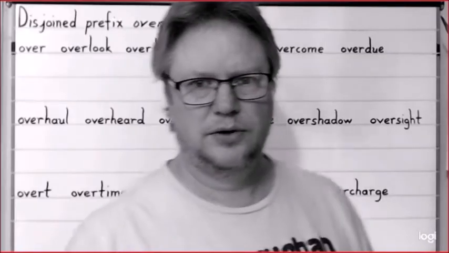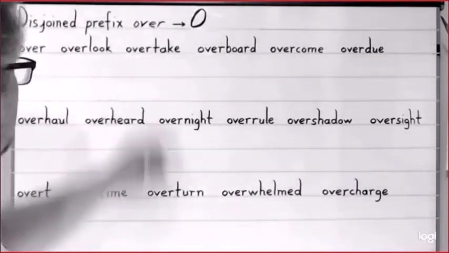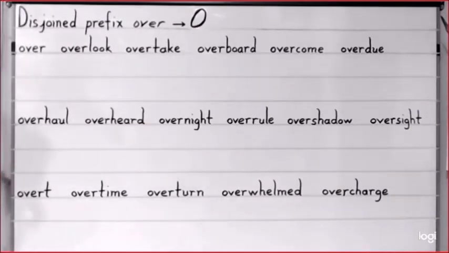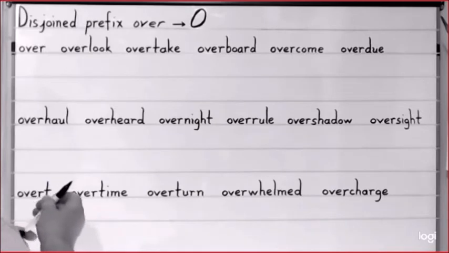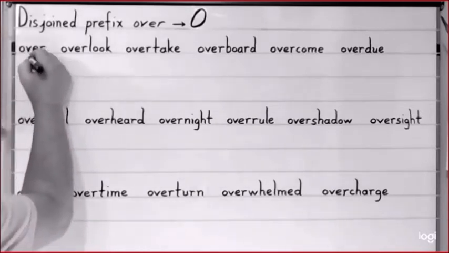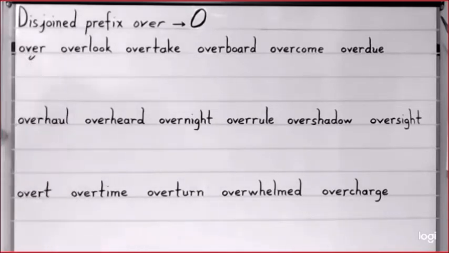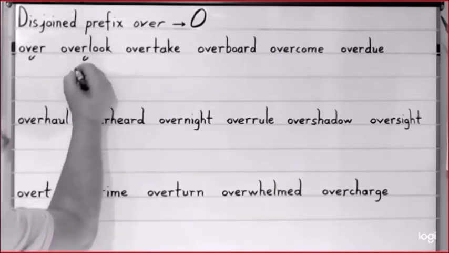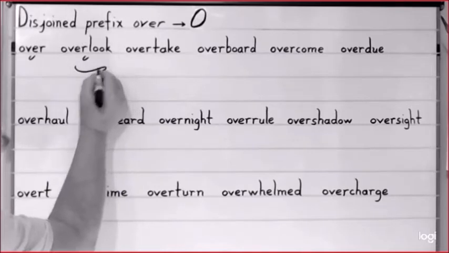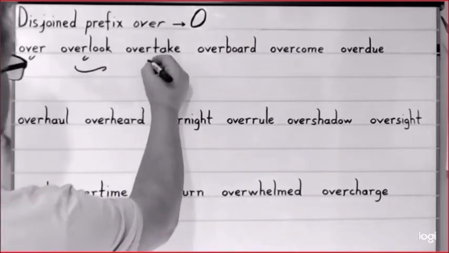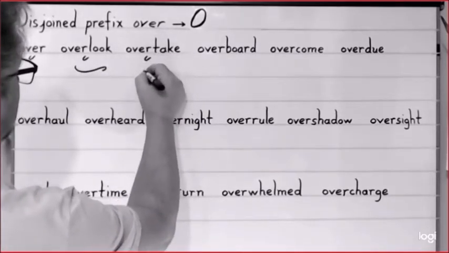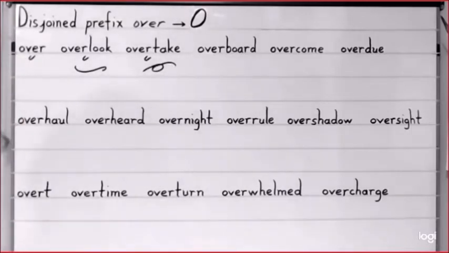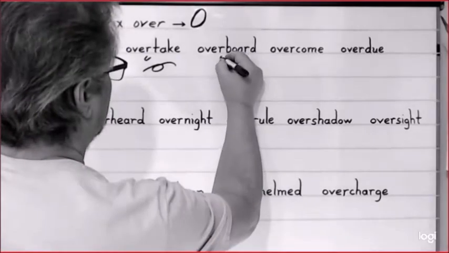The disjoined prefix over is expressed by the O above the line. For the word over is an O above the line. For overlook, it is O, then LU. For overtake, it is OTAK. For overboard, OBOD.